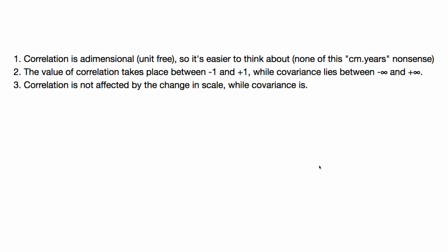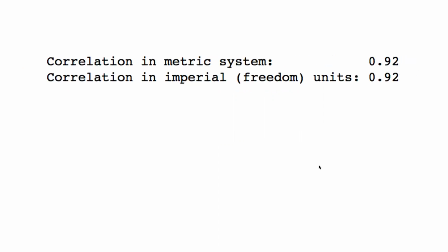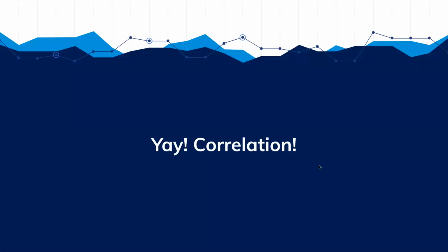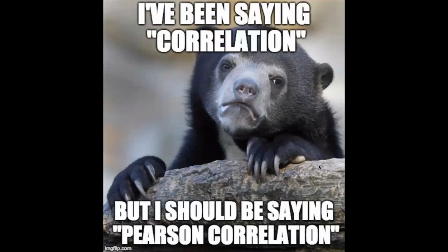So, quick summary of that. Correlation has no units. It's called adimensional for that. None of this centimeter year nonsense. The value takes place between -1 and 1, so you don't get this 400 correlation, which we would not have an intuition for, and it's not affected by the change in scale, which is super useful. So if we want to do a quick check of that, correlation in the metric system between those two things would be 0.92. Correlation in imperial units would be 0.92 as well, because correlation does not depend on the way you measure. Cool. Yay, correlation.